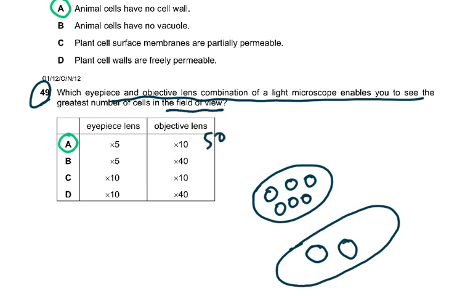This was 50, this was 200, this was 10 into 10 is 100, and this was 400. So this was the smallest, 5 into 10, where we would see everything, many cells. If you zoomed in, you would only see two or three cells, because you had magnified it and would only be concentrating on that little area, where you could probably just see two cells, where initially you could see six cells.